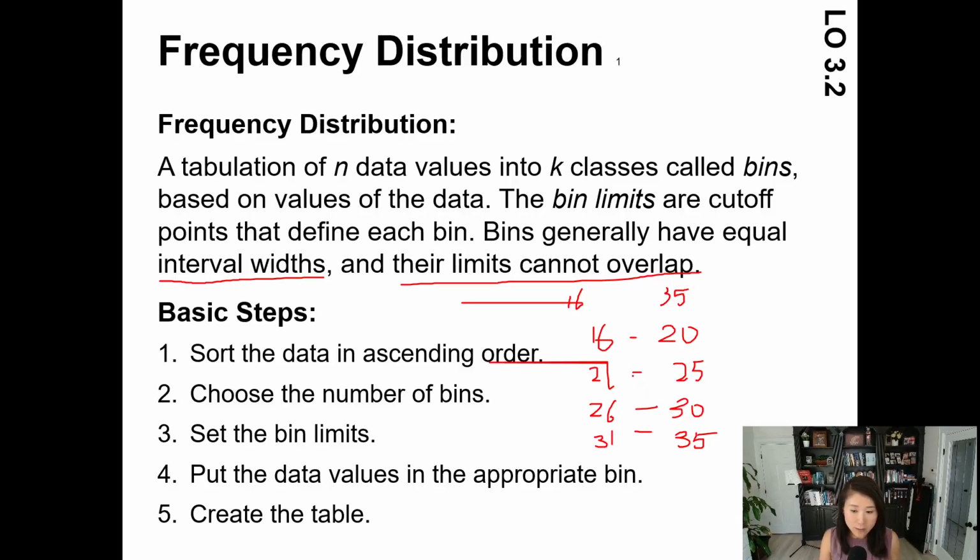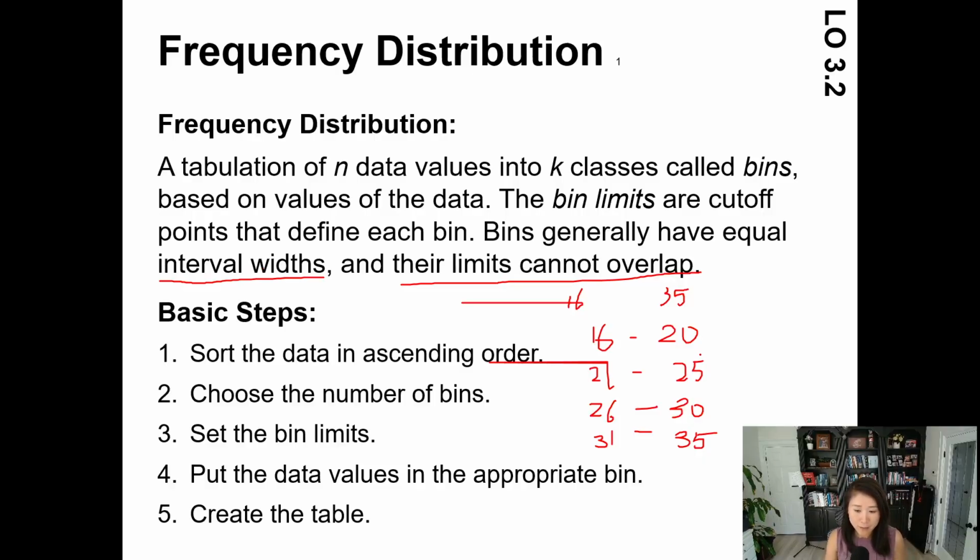Why is that? If you look at each class, what is my class width or interval width? Some students are going to say, hey, it's 4, 20 minus 16 equals 4. And the answer is no. The class width here is 5. Think about 16, 17, 18, 19, 20. You're actually including 5 ages. Therefore, the class width or the interval width is 5, not 4.